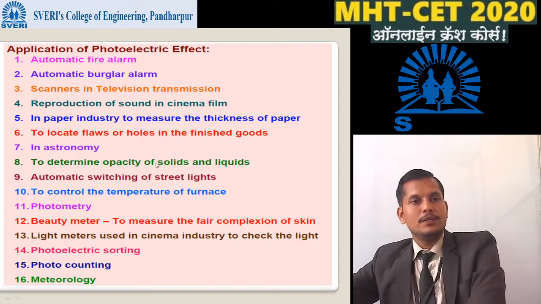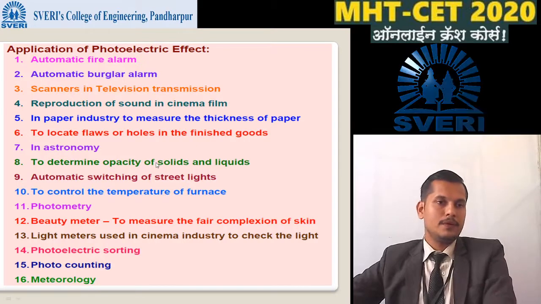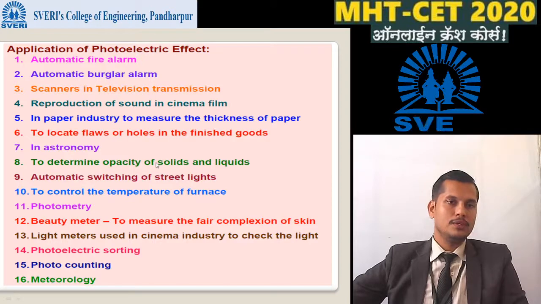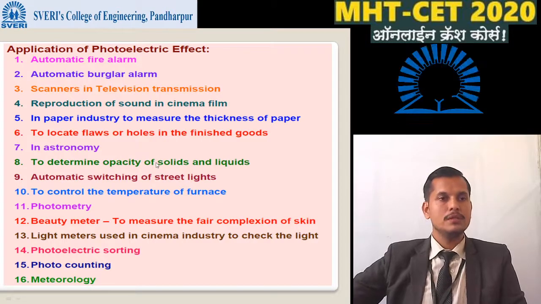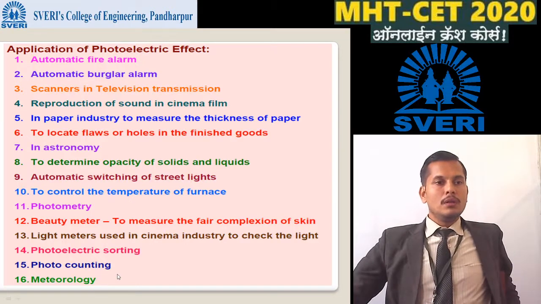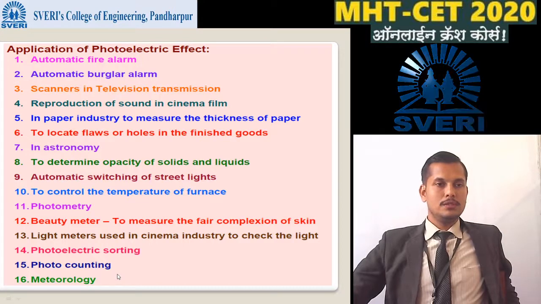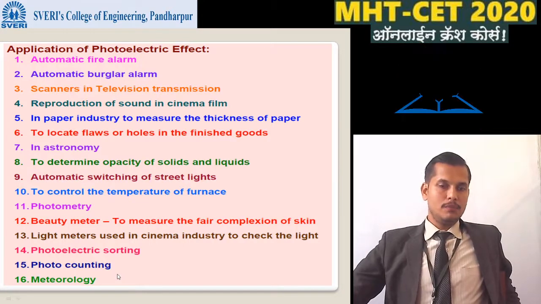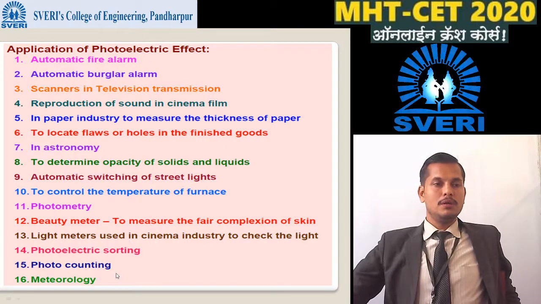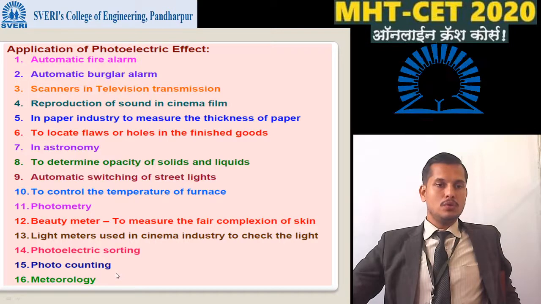So next is application of photoelectric effect. Different applications are there. So automatic fire alarm we can set by using photoelectric effect. Then automatic burglar alarm, same thing we can use and utilize. Then scanners in television transmission. Then reproduction of sound in cinema film. Next is in paper industry, to measure the thickness of paper you can utilize this photoelectric effect. To locate flaws or holes in the finished goods.